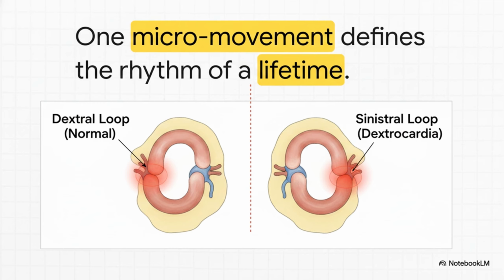Keep this visual framework handy as you move forward in your studies. But it does leave us with a pretty fascinating question to ponder. If one microscopic shift on day 23 defines the heart, what other invisible cellular choices are secretly dictating the rest of our anatomy?